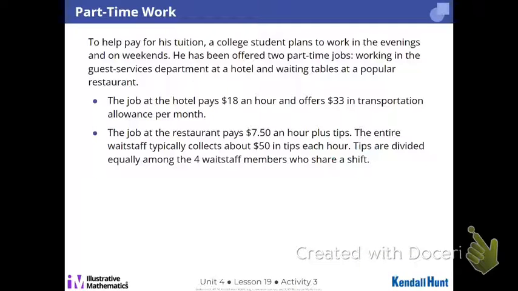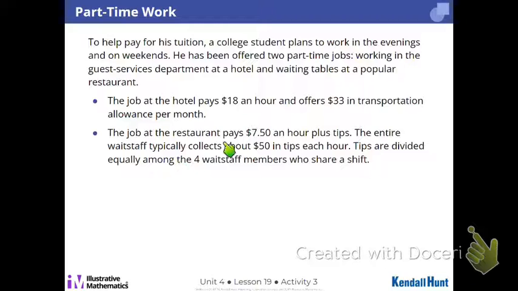And this one sticks out to me. Set this one up. You're in college. You need a part-time job to help pay tuition, and you need to pick between these two jobs. You're not picking by passion. You're picking by which one's going to make you the most money. So you got a job offer at the hotel. It's $18 an hour, and they're giving you a $33 a month bonus for transportation. So that's for your driving, your bus, your Uber, whatever it is. It's just a one-time thing. Once a month, you get 33 extra bucks for transportation.